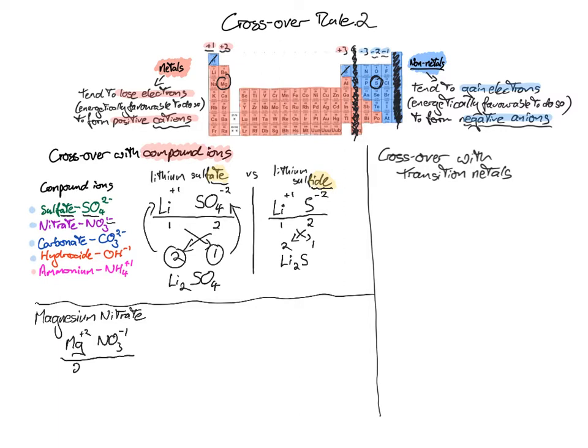Take down the size of the charges, 2. What number do I write under the NO3 minus 1? Hopefully you said a 1, because it's the size of the charge, nothing to do with the 3. The 3 comes in later. Cross those over, 1 and 2, which means I have 1 of the magnesium and 2 of all of that nitrate.